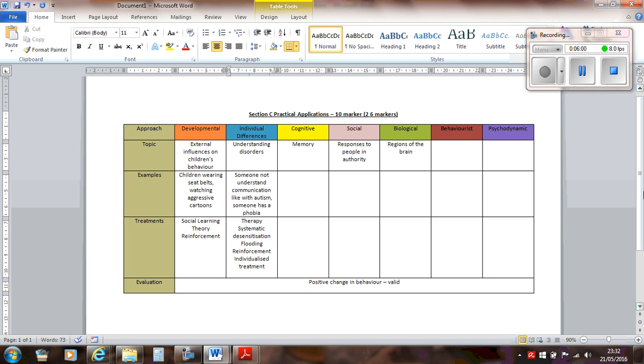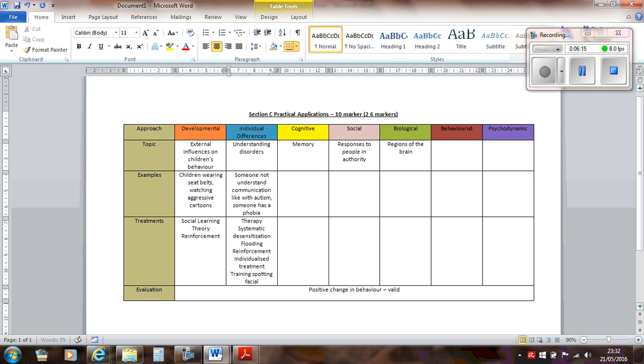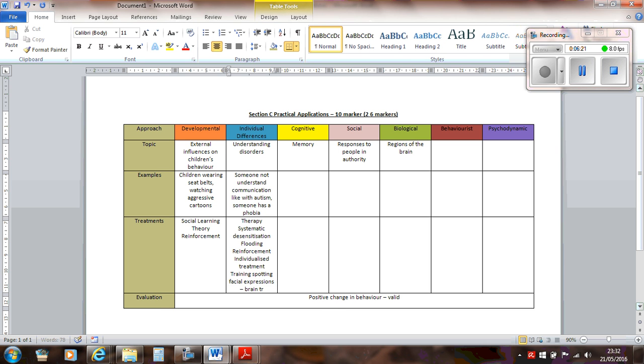So, communication problems. You could give them training in spotting facial expressions, so some kind of brain training for it. So like how to get maybe theory of mind, maybe people with autism just haven't developed it enough.